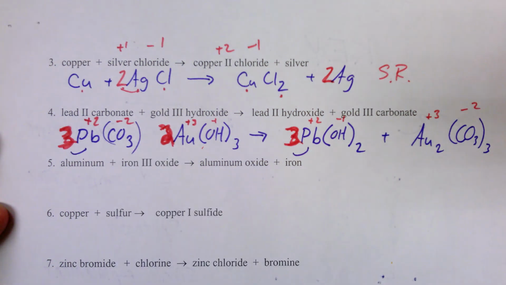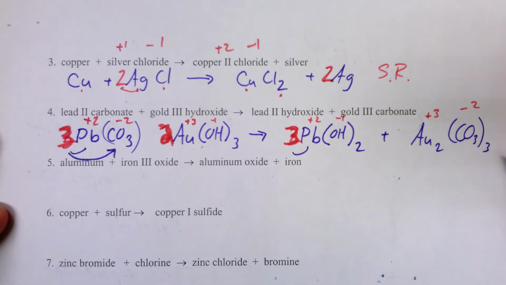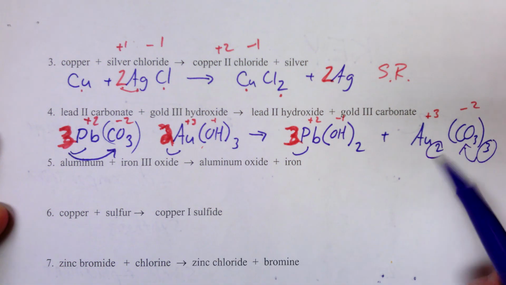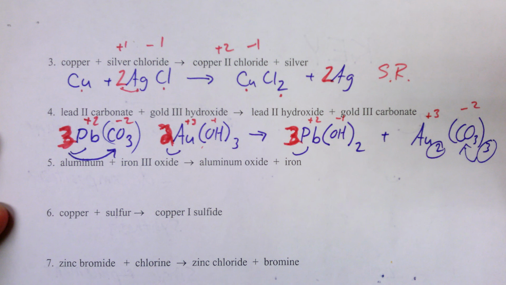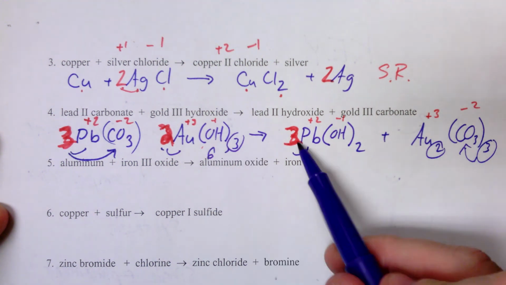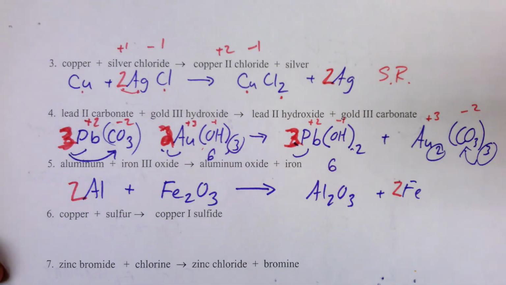Think about the carbonate as one thing, and now I have 3 of that polyatomic ion, and over here I've got 3 of that polyatomic ion. 2 golds, 2 golds. 3 times 2, I've got 6 of these hydroxides. 3 times 2, I've got 6 over there. Those are the coefficients that make it balance.